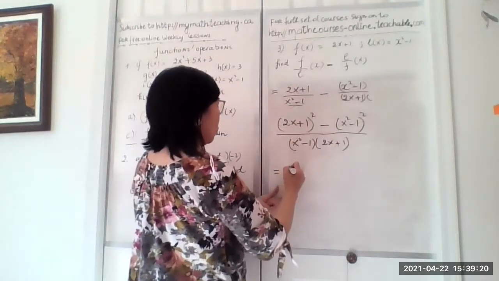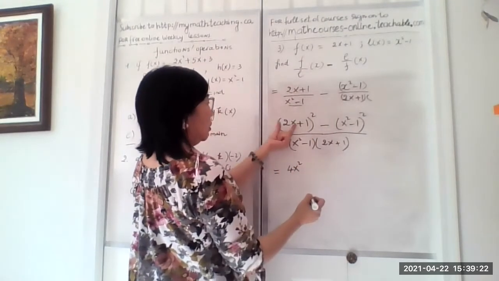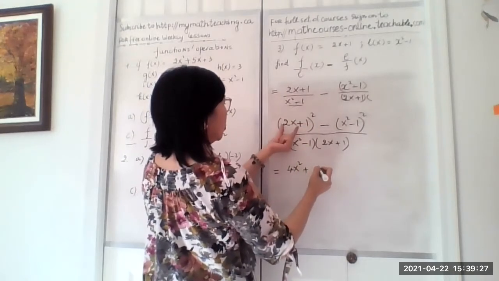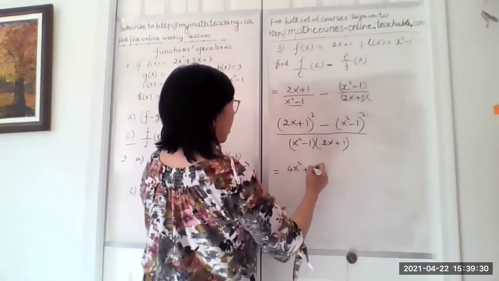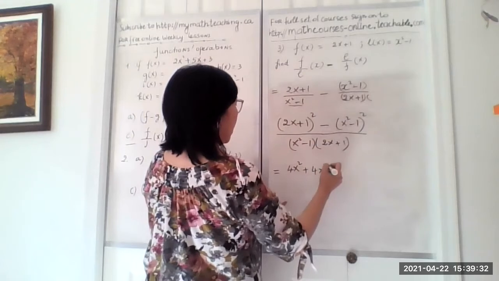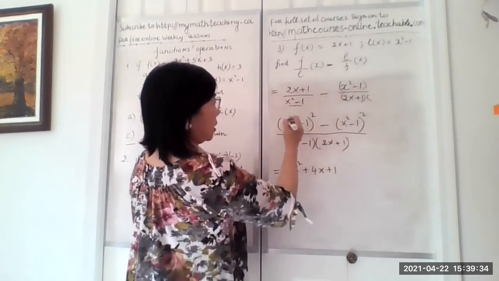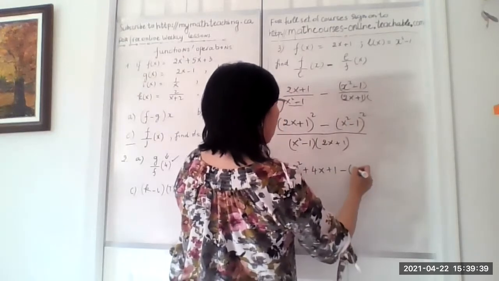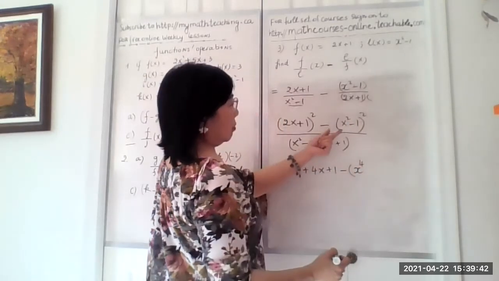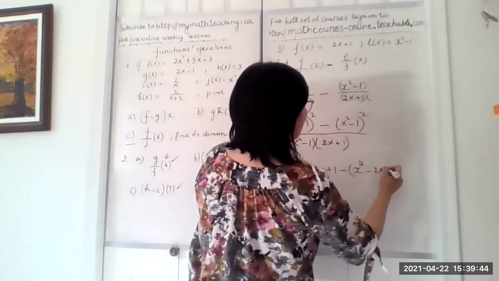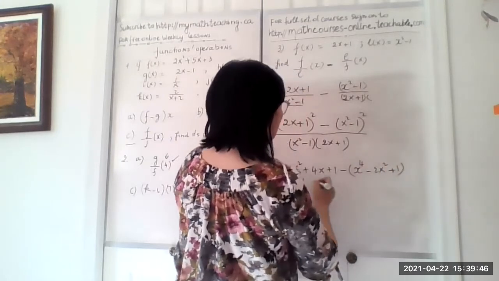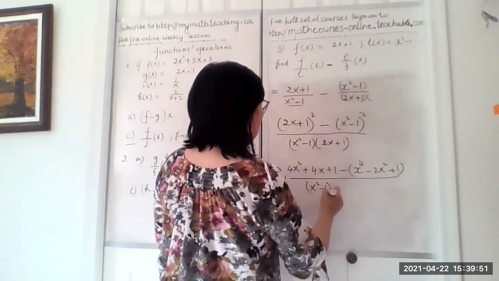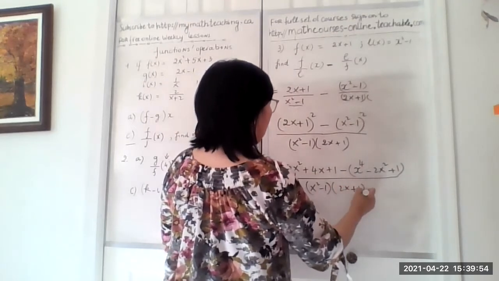So 2x squared will become 4x squared, plus 2 times a times b, which is 2 times 2, is 4. That's 4x plus 1. So that's the first bracket. And the second bracket will be x to the power 4 minus 2x squared plus 1. And all of this will be over x squared minus 1 times 2x plus 1.